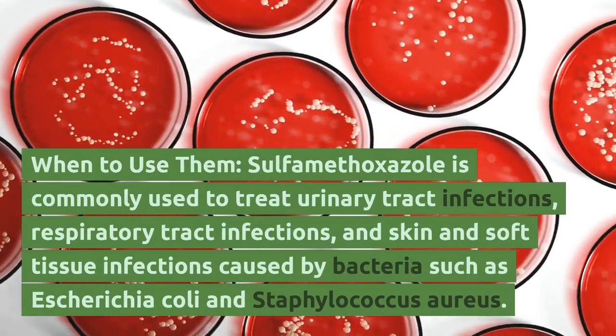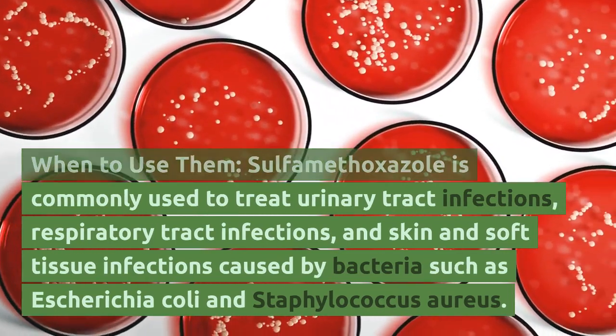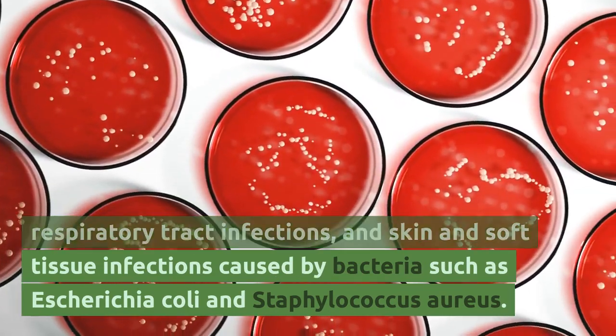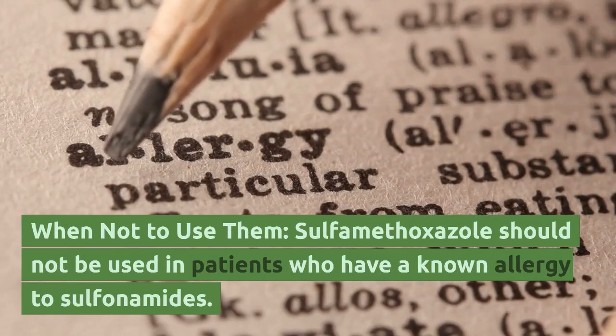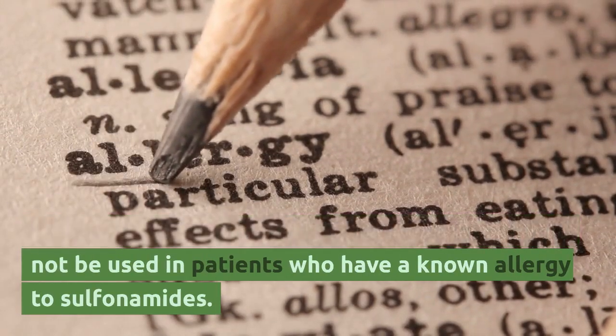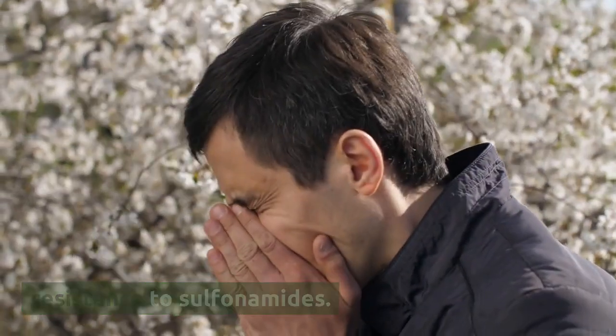When to use them? Sulfamethoxazole is commonly used to treat urinary tract infections, respiratory tract infections, and skin and soft tissue infections caused by bacteria such as Escherichia coli and Staphylococcus aureus. When not to use them? Sulfamethoxazole should not be used in patients who have a known allergy to sulfonamides. It may also not be effective against some bacterial infections that have developed resistance to sulfonamides.